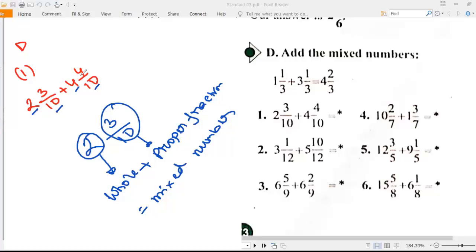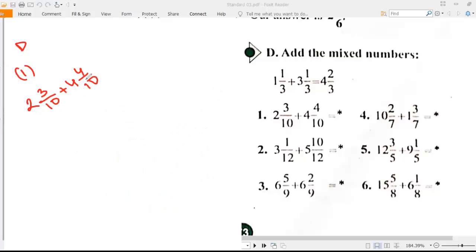So we have to solve part by part. First whole number, then proper fraction. So if I just want to add the whole number at first, that means 2 plus 4. What is 2 plus 4? That will be 6. So after adding 2 and 4, we get 6.